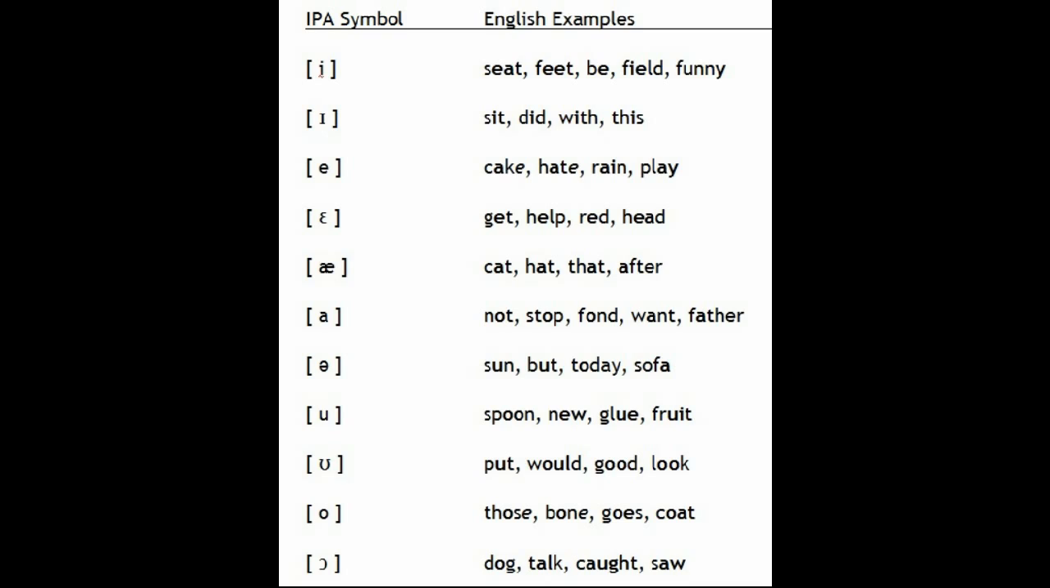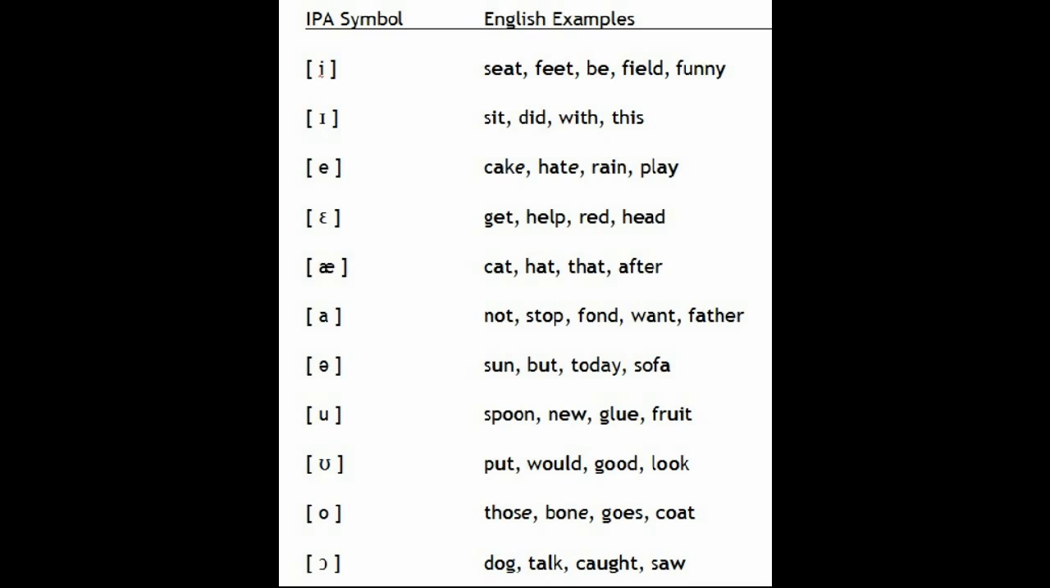Next sound. Those, bone, goes, coat. Those, bone, goes, coat. Now, what sound is this making? O. O, like one of my favorite songs. They say O, like that. Those, bone, goes, coat, okay? Now, when you make this O sound, you want to kind of protrude your lips and make an O with your lips. Those, bone, goes, coat, okay?